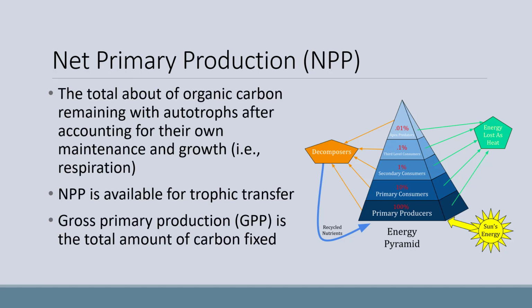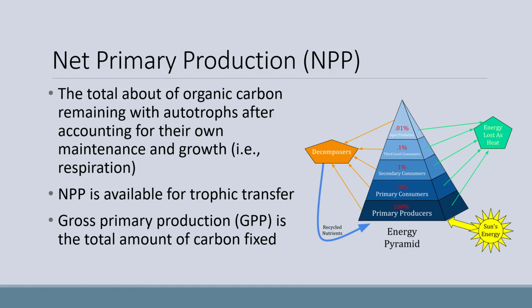Now for net primary production, also known as NPP. NPP is the total amount of organic carbon remaining with autotrophs after accounting for their own maintenance and growth, that is to say, respiration. NPP is available for trophic transfer.